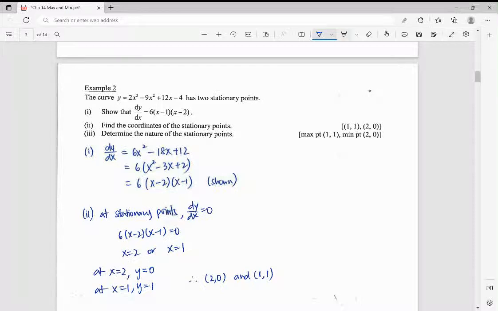Take a look at example 2. In this example, it says that the curve has two stationary points. The moment we see stationary point, we know that dy/dx is equal to 0. So part 1, they say show dy/dx.